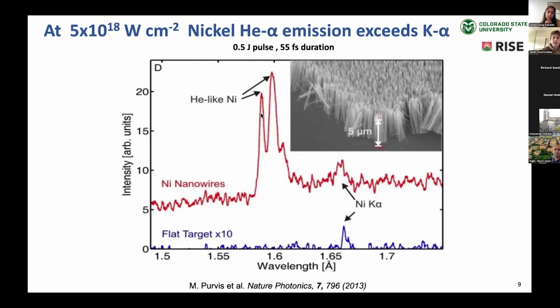This curve, the red curve right here, is the nickel nanowire emission, and the blue curve is the flat emission. And you can see the peak of the flat curve is the nickel K alpha line. And then for the nickel nanowires, we observed large peaks from helium-like nickel. And up here in this corner, it shows a diagram of the, I think, 35 nanometer, 5 micron tall nickel nanowire arrays.